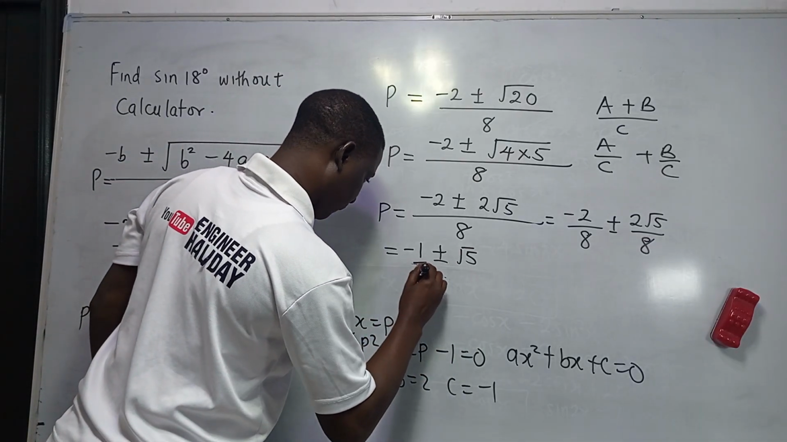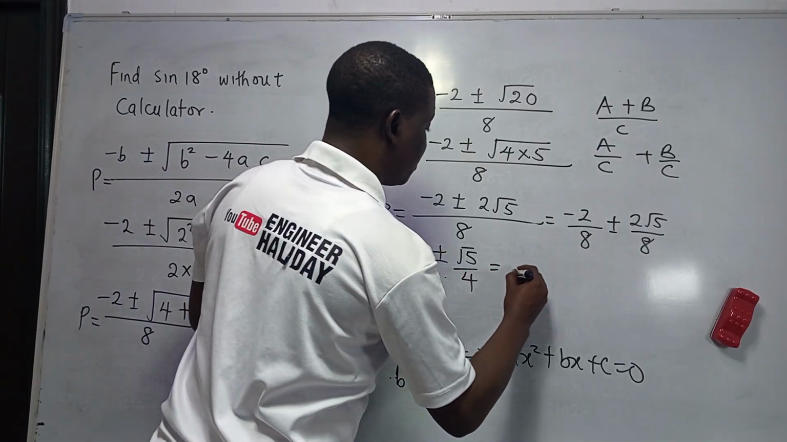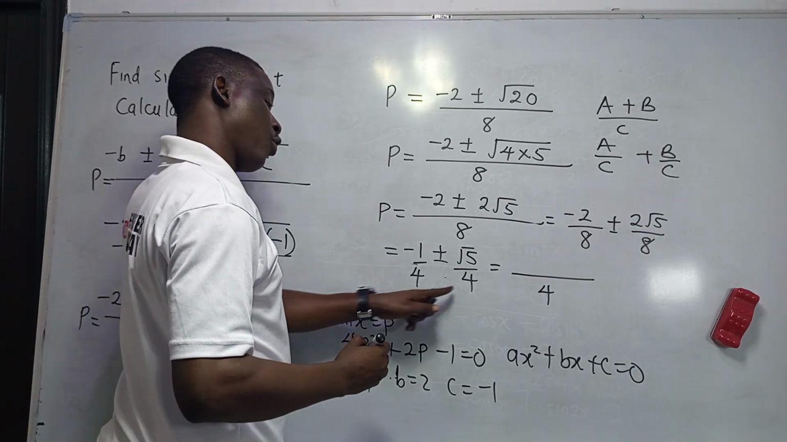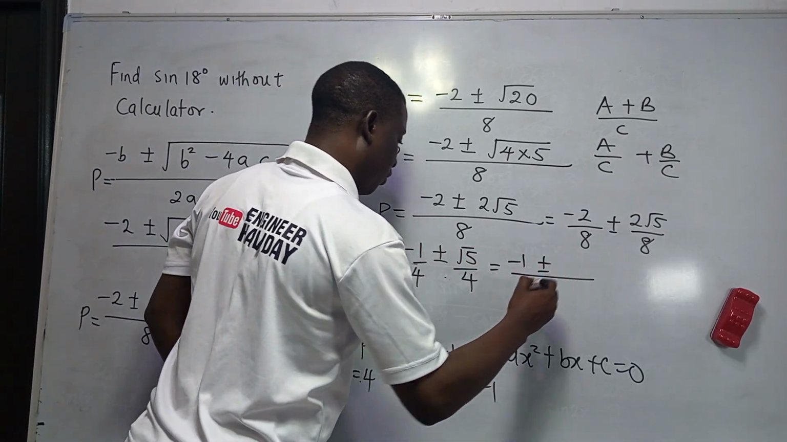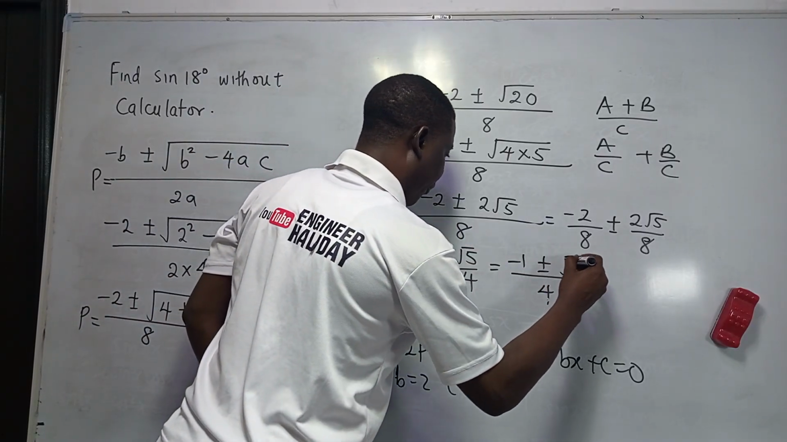Over 4, which, if we find the LCM, you are still going to come back to 4. Find the LCM, 4. 4 divided by 4 is 1, times minus 1 plus or minus. 4 divided by 4 is 1, times root 5 is root 5.